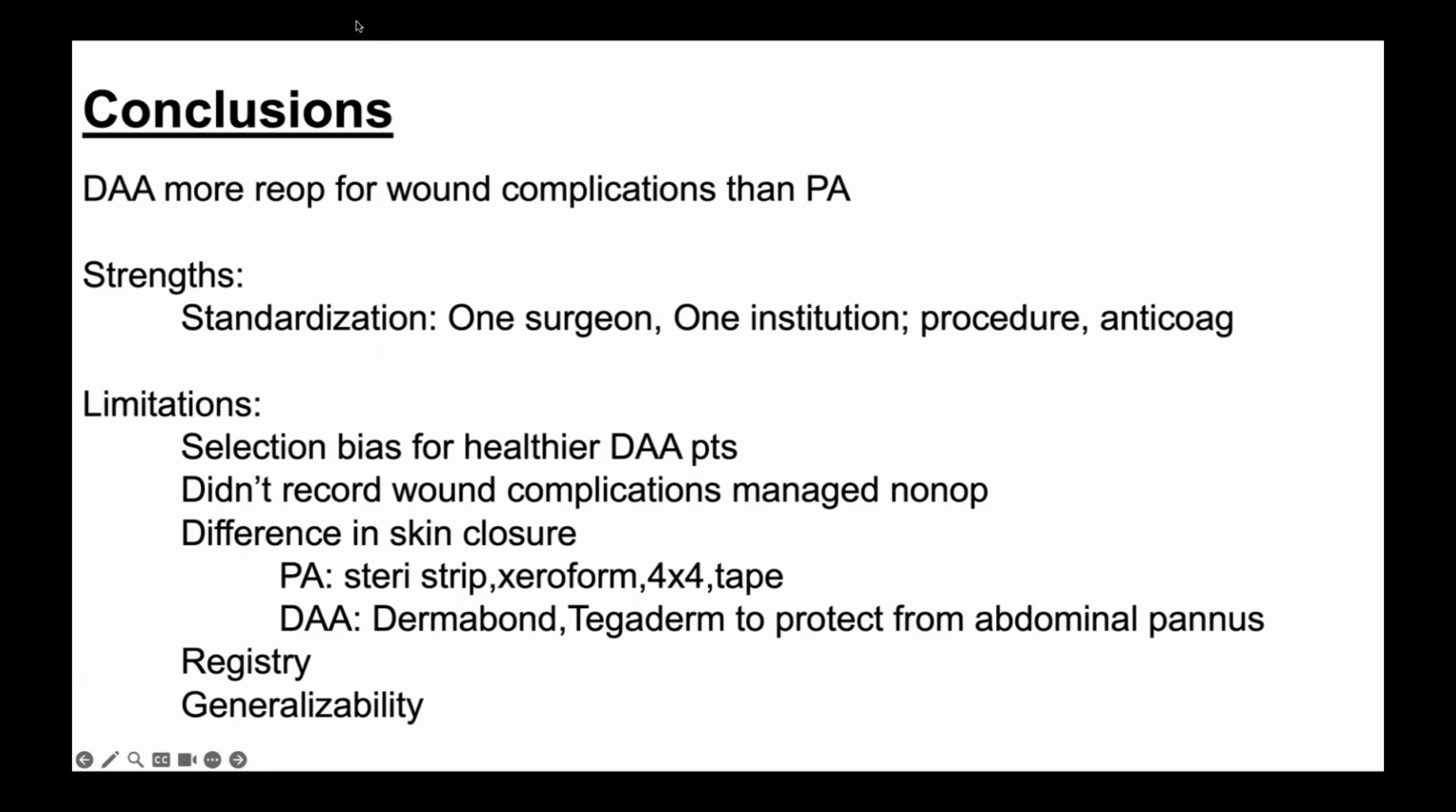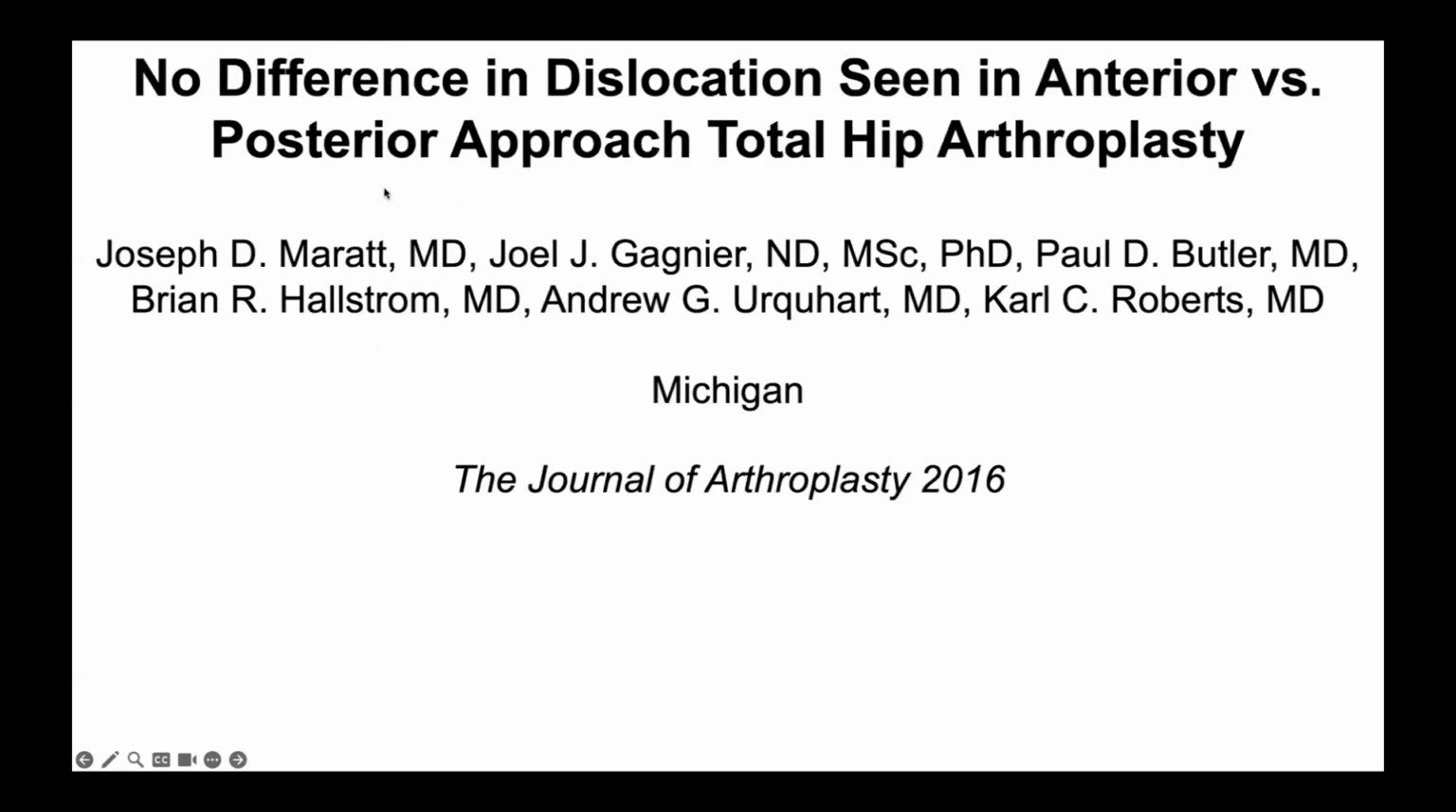Awesome. We'll go to the next paper here, guys. We have our next paper. The title of it is "No Difference in Dislocation Seen in Anterior versus Posterior Approach, Total Hip Arthroplasty," and this was written by Marat and their team at Michigan, and this was published in 2016 in the Journal of Arthroplasty.